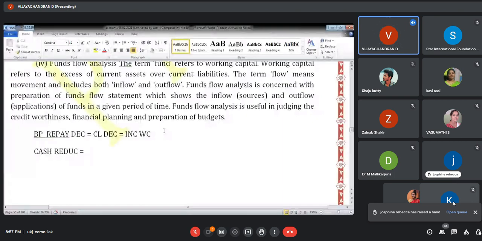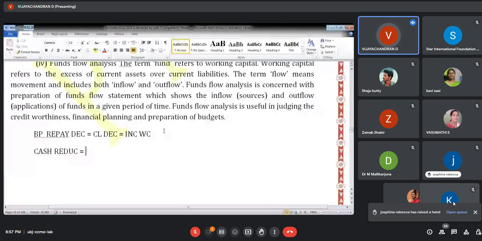Raw material will be used in less than 1 year. You are paying salary, it will be for 1 month. You are paying wages, it will be for 1 month. So anything you are spending, whose benefit will be spread out for less than 1 year, will be coming under working capital. That is current assets or current liability.